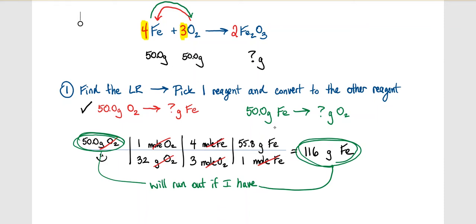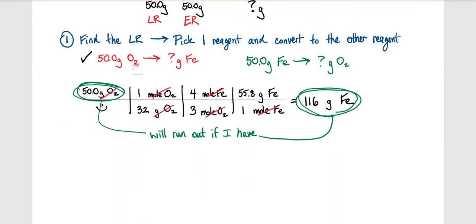So therefore, I cannot consume all of my oxygen, because I can consume all of my oxygen only if I have this much iron. I only have 50 grams of iron, so I'm going to have some excess of this pile of oxygen. This is known as my excess reagent. As a consequence, my limiting reagent must be my iron.